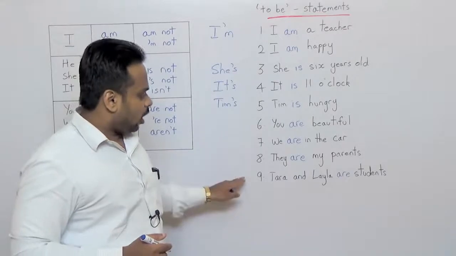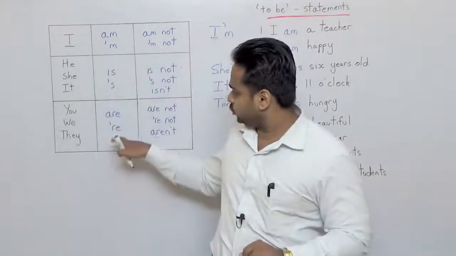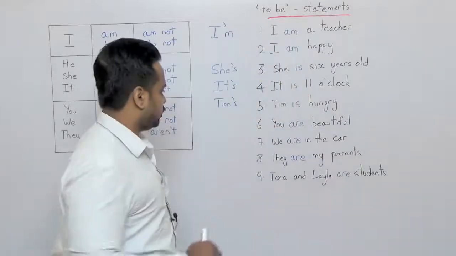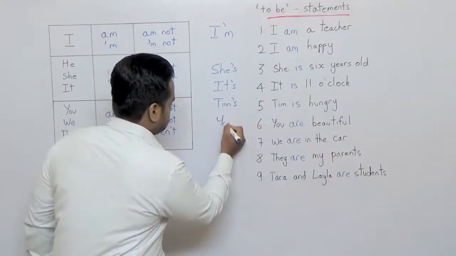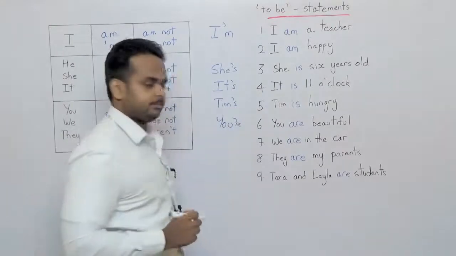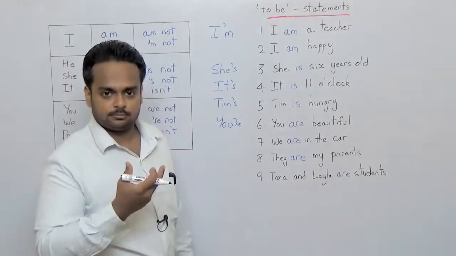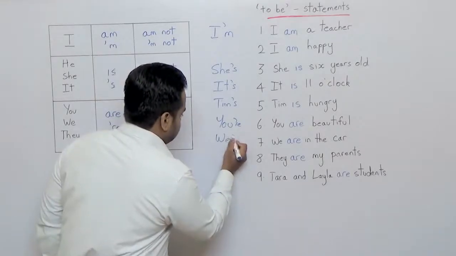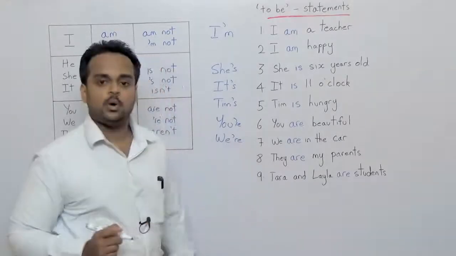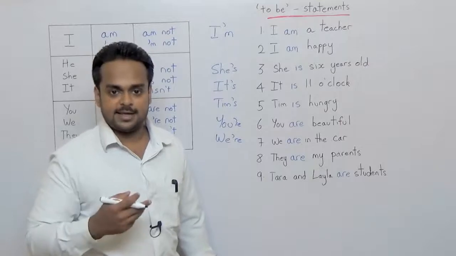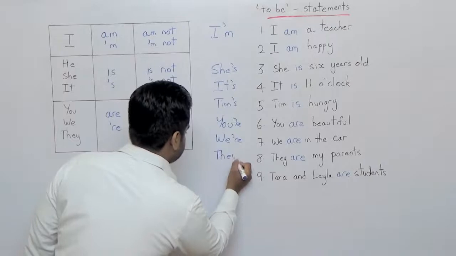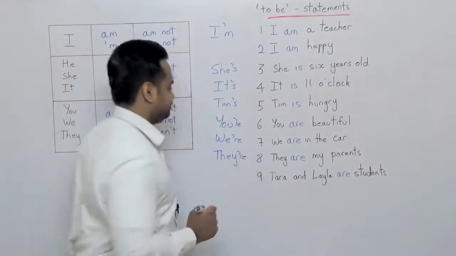And if we have are, we would take the short form and we would put it next to the subject. So you are would be you're. It's pronounced you're. We are is we're. Practice saying it. We're. And they are is they're.